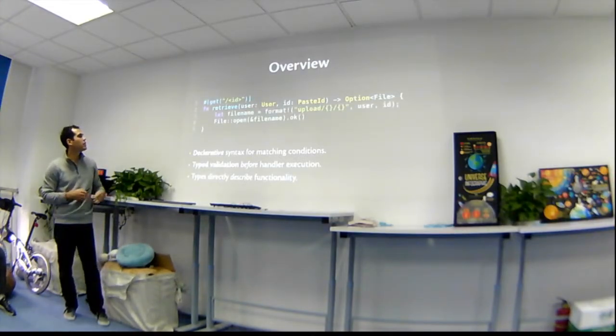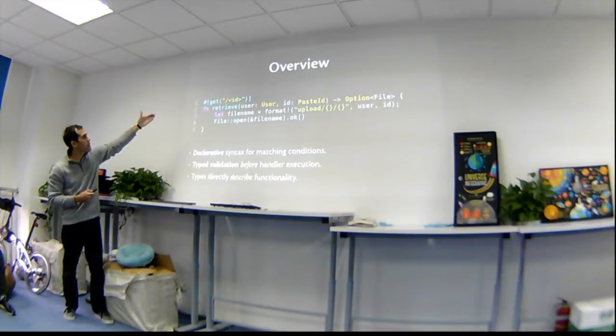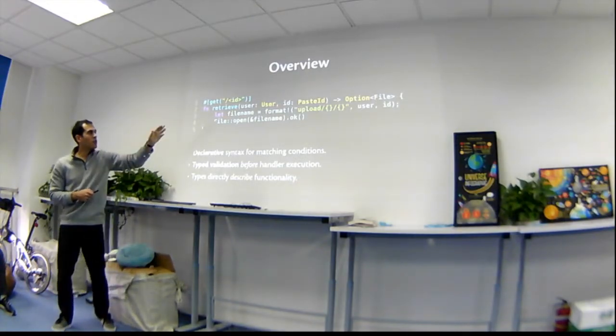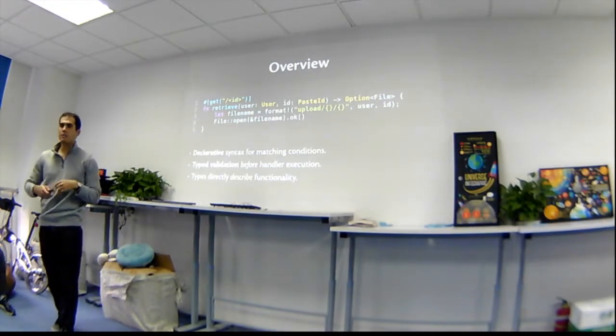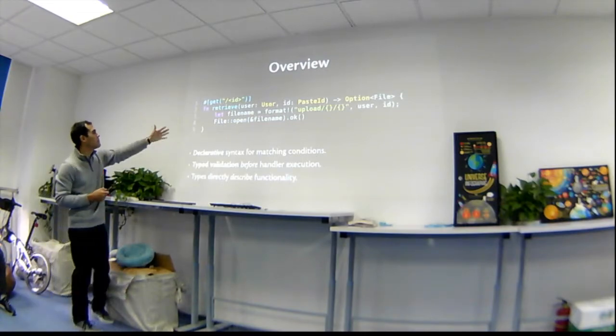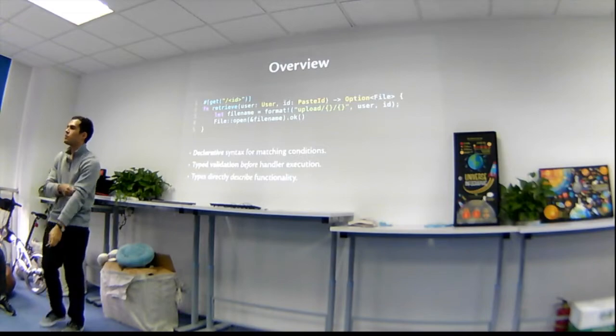So this is sort of the overview. This is how things look in Rocket. You have these matching conditions up top. Your type signature describes all of the inputs, and then your return type describes what Rocket's going to do with the response, and the function body itself actually processes the request information.